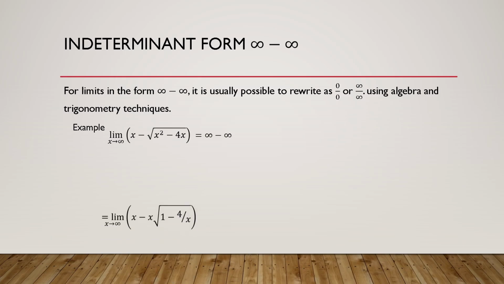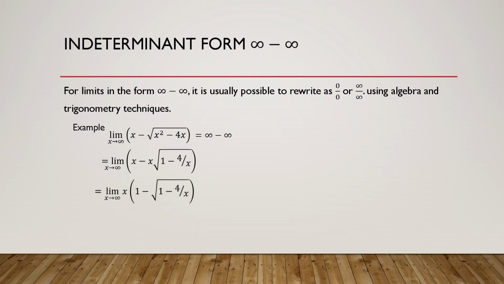First, we factor an x out of the radical, then factor it out of the parentheses. Then rewrite the x as a denominator 1 over x. Now we have the limit of 1 minus the square root of 1 minus 4 over x, all over 1 over x, as x approaches infinity.